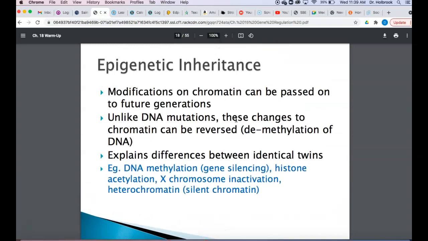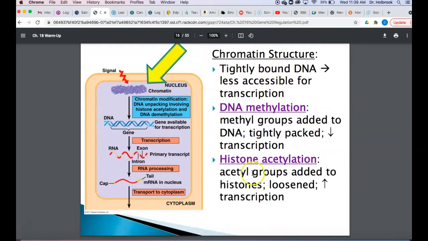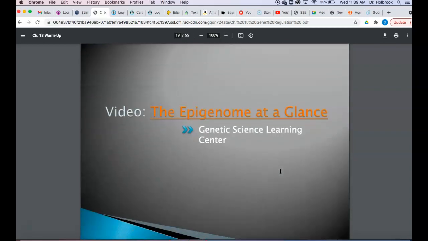Epigenetic inheritance is methylation and acetylation being passed on to subsequent generations. And we talked about the mice and the fruit. It's kind of interesting. I would know just the definition of epigenetics. So modifications of chromatin that can be passed down to future generations. So methylation and acetylation can be passed down to generations.